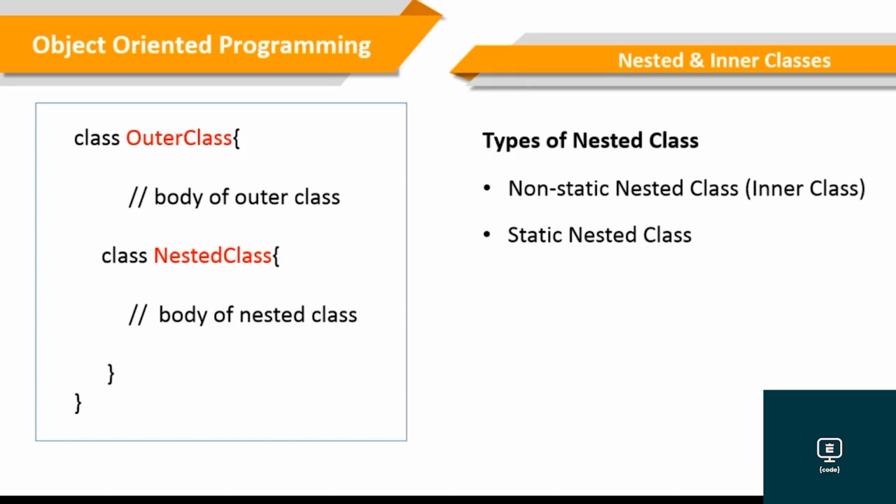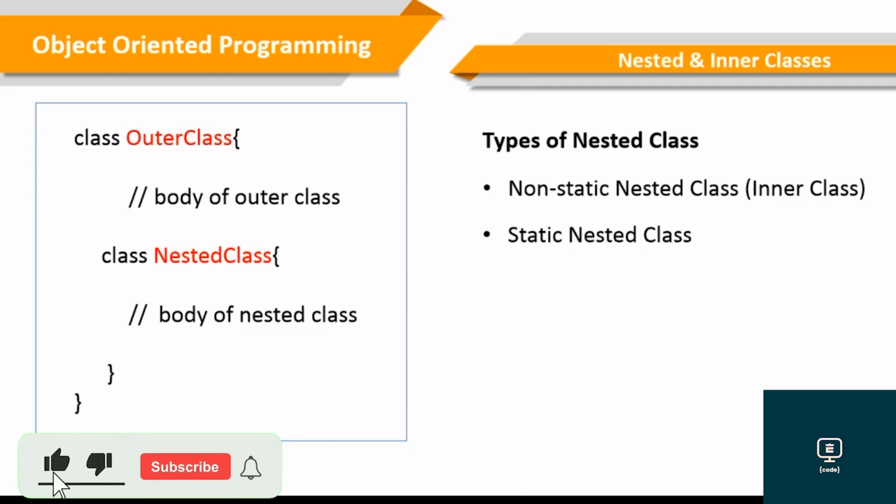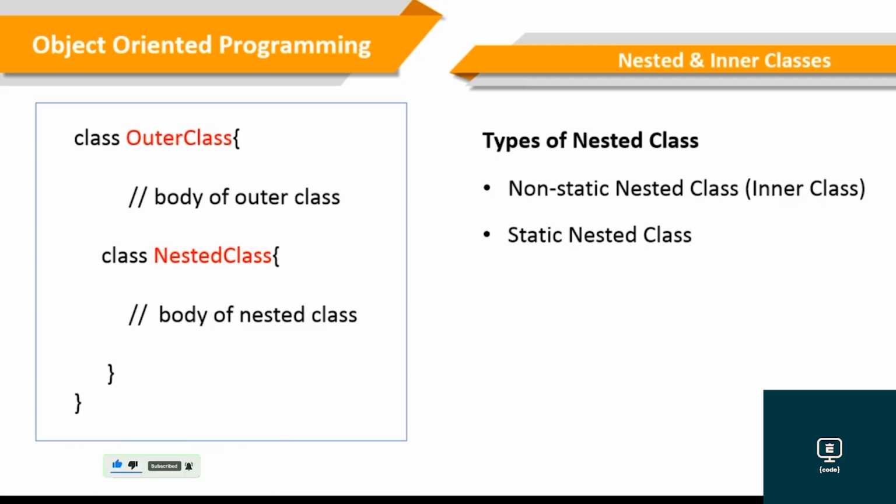Non-static nested classes, or inner classes, may have access to all the members of their outer class, such as static and non-static variables and methods. Also, an inner class may access private variables and methods of its outer class. Static nested classes do not directly have access to other members, such as non-static variables and methods of the enclosing class, because it is, by its nature, static.